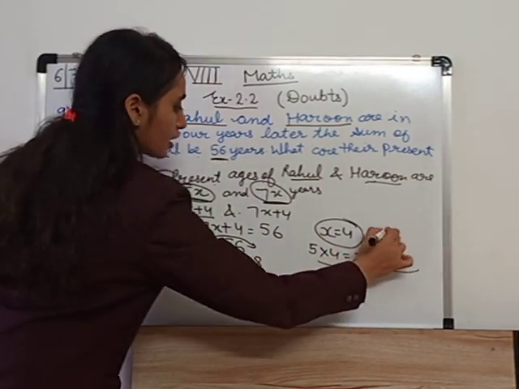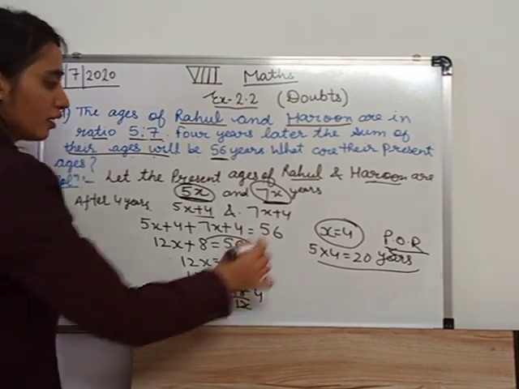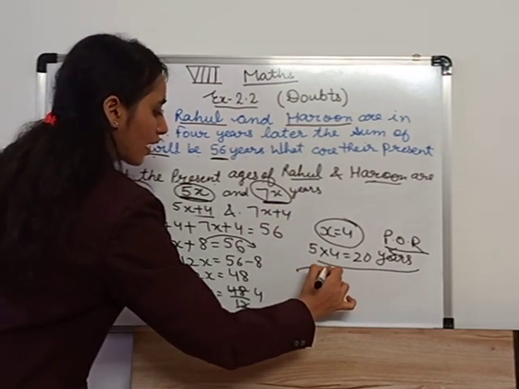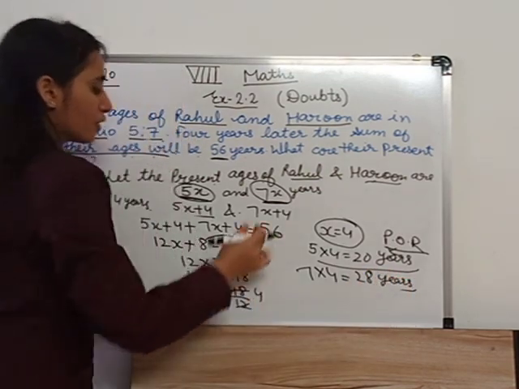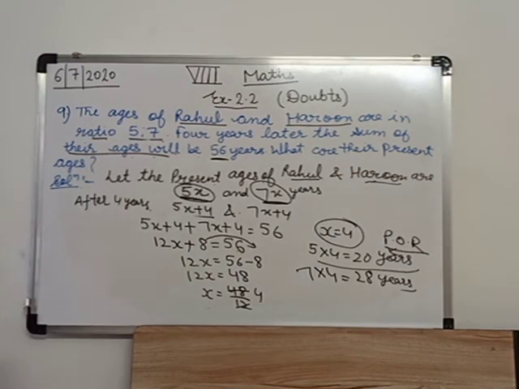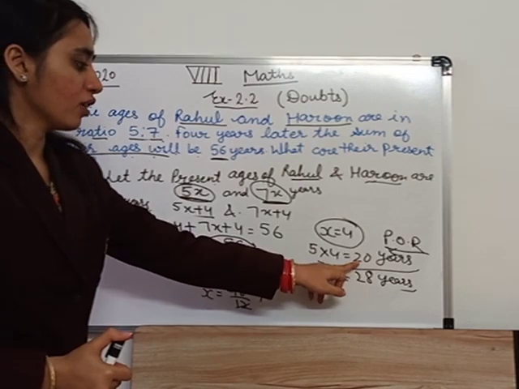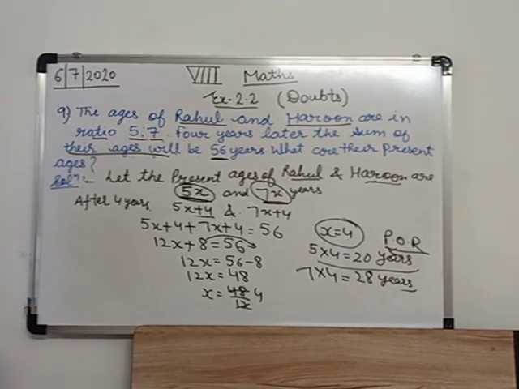Okay, the present age of Rahul is 20 years and the present age of Harun is 7 into 4, that is 28 years. Put the value of x in these two, because these are the present ages of Rahul and Harun. So the present age of Rahul is 20 years and the present age of Harun is 28 years. Is it clear? Okay, now open your textbook.